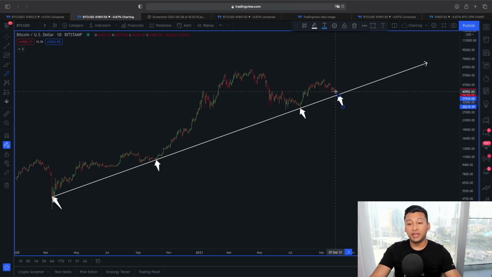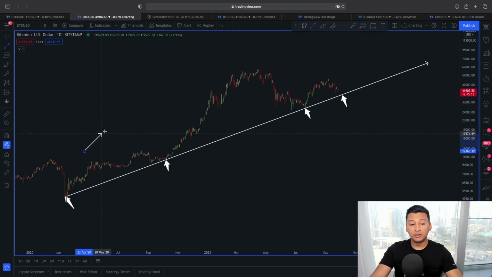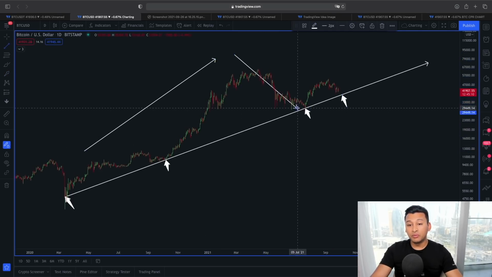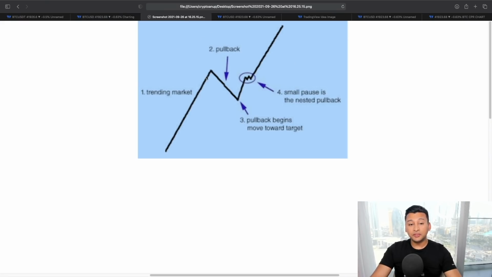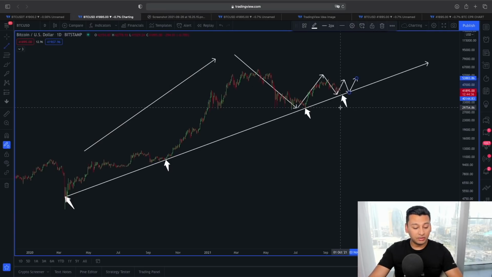And why this price pullback to around 38,000 actually makes a lot of sense is because if you look at this price structure, you can see impulsive movement, corrective movement, and this consolidation, or more of a range bound type of scenario. If it's going to happen, it is known as a nested pullback. I did show you this diagram here. First is this trending market, second is this pullback, third is where the pullback begins moving towards the target area, and before we actually start this real move to the upside, we see a small pause in the nested pullback, and that's why it is looking pretty similar to what we are witnessing right now in price action of Bitcoin.